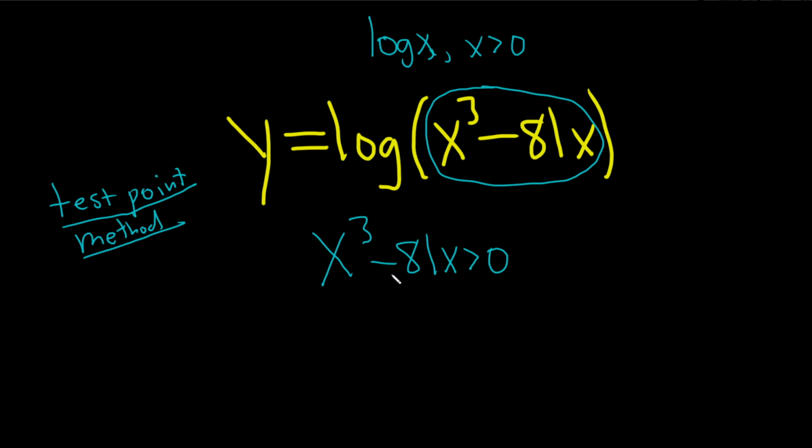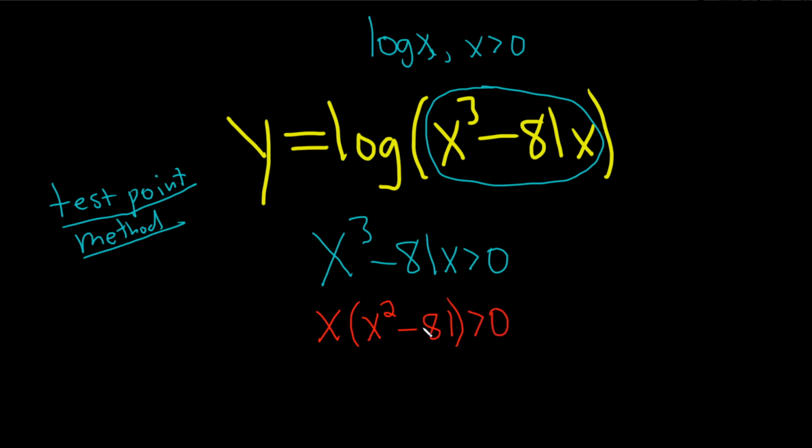So the test point method says that the first step is to make sure that you have a single term on one side and 0 on the other. So here we have two terms. So let's try to factor. It looks like we can factor out an x, and that will leave us with x squared minus 81, and that's greater than 0.